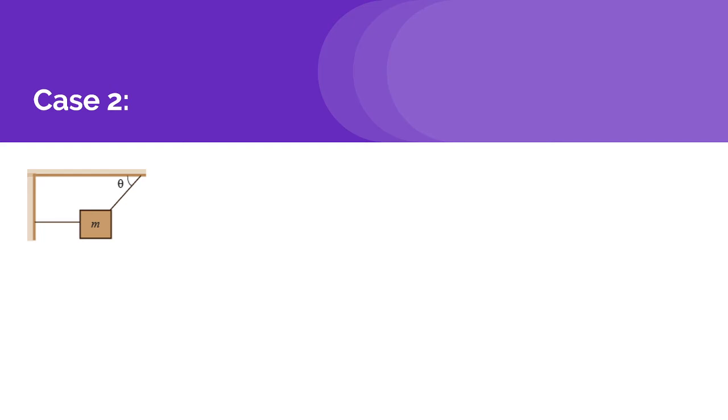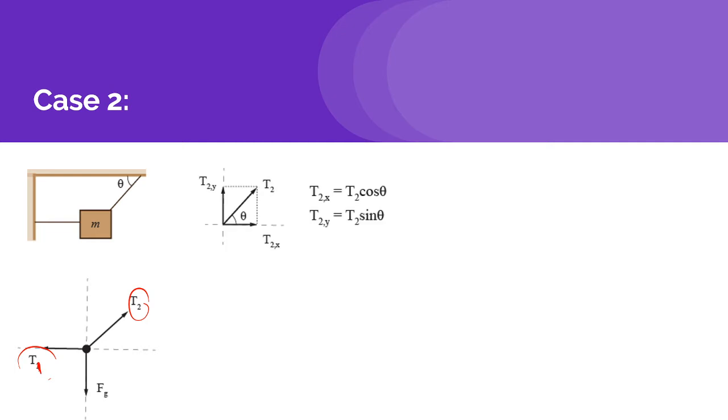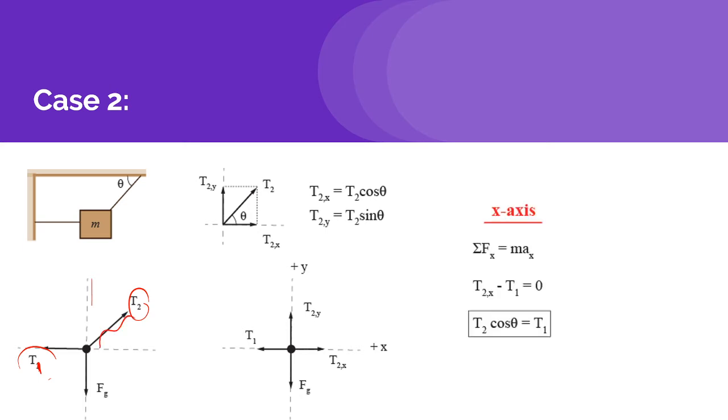Second case, you have objects suspended in the air and you have 2 strings attached to it. So T1, T2, well, one of them will be T1, doesn't matter. And one of them is not on the axes. So what are you going to do? Find the components of it. And then you are going to replace this with the components of it.